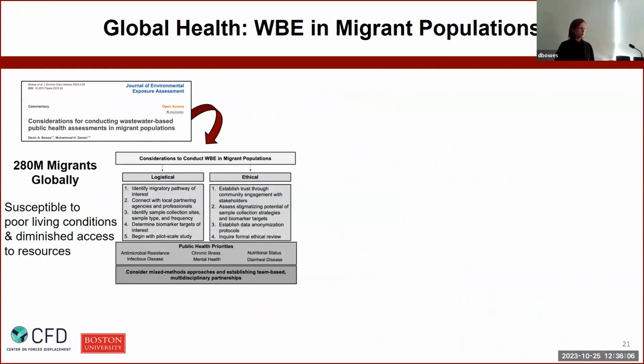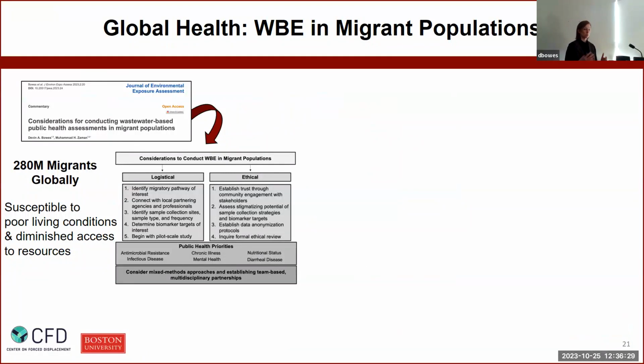All right, so moving on to the work of my postdoc. So moving on to global health applications and seeing how we can integrate this work into migrant populations. So just recently had a paper come out where we talked about considerations for what we might need to be thinking about in conducting a wastewater-based health assessment in such a sensitive population.